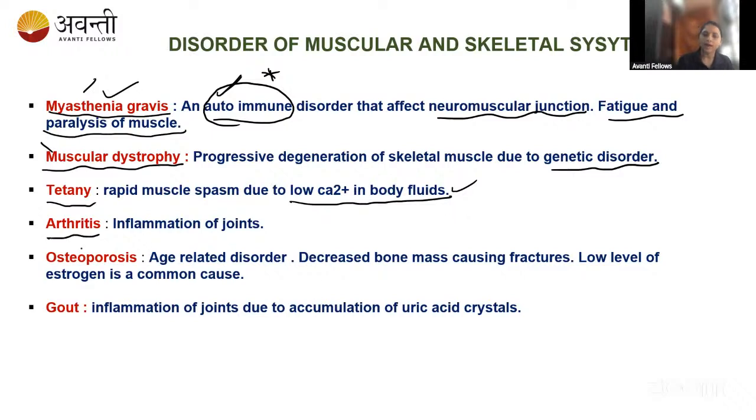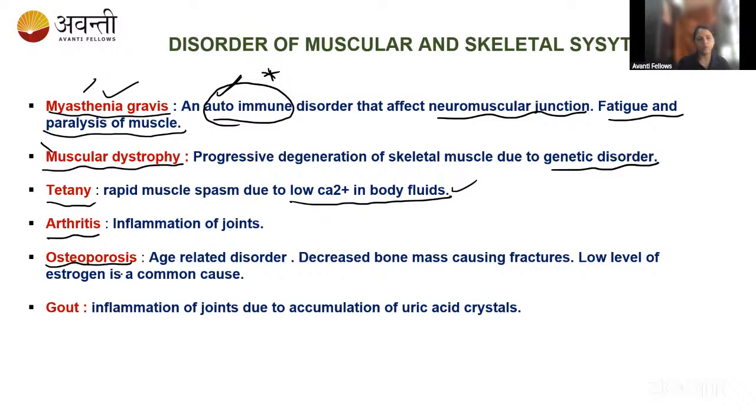Then coming to arthritis, you all know that the joints will be painful in elderly people, right? That is due to inflammation of the joints. There will be low synovial fluid, and due to that, they get inflammation and pain in the joint.